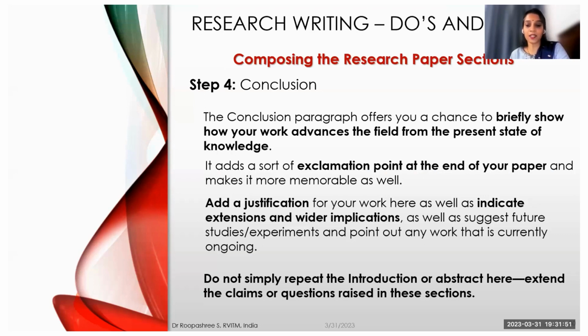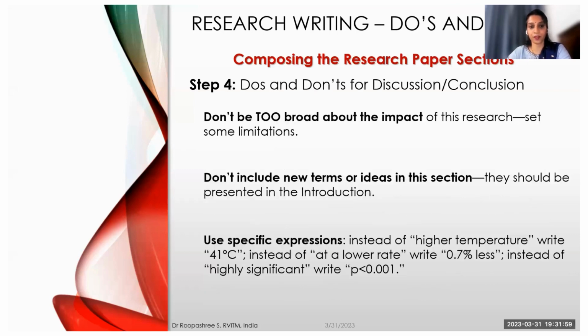Do not simply repeat the introduction or abstract here. Extend the claims or the questions that are raised in these sections. Now, what are the do's and don'ts for this discussion or conclusion section? Don't be too broad about the impact of the results. You have to set the limitations and work around them. Don't include new terms or ideas in this section. They should be presented in the introduction. And be specific. Meaning to say, instead of saying high temperature or low rate, just give us the specific values so that you are precise.